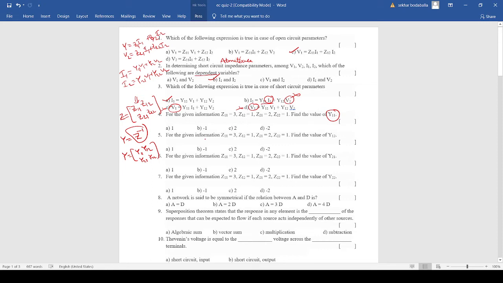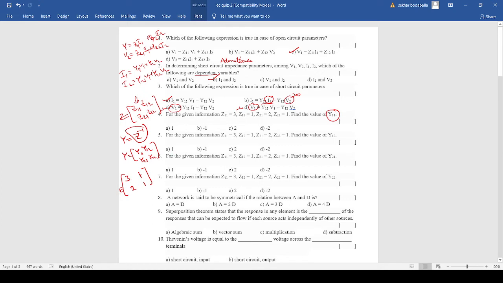Let us try to find the inverse for this Z matrix. So what is Z he has given? Z11 is 3, Z12 is 1, Z21 is 2, Z22 is 1. Okay. So we all know how to find the inverse of the given matrix. See, it is a 2 by 2 matrix. Finding the inverse for a 2 by 2 matrix is very easy. How can you find the inverse of a matrix? Adjoint A by det A. But for a 2 by 2 matrix, you find the det.